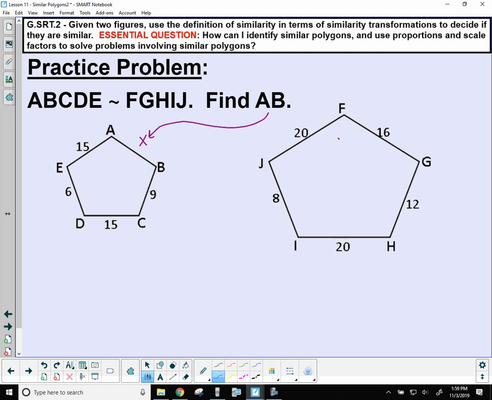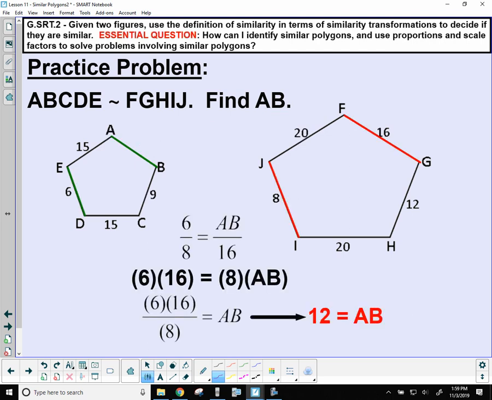Alright, here's one way to do it. I put 6 over 8, okay, see where they came from? Should be equal to AB, which again we said was X, so you could probably have an X on your paper, over 16. They're corresponding. So, cross multiply, you get 6 times 16 over 8. Use your calculator, and we get 12.